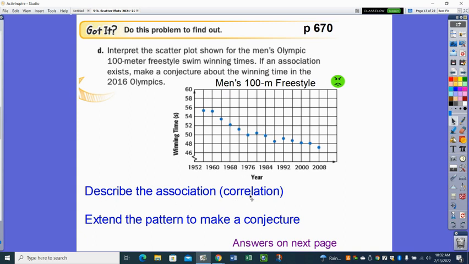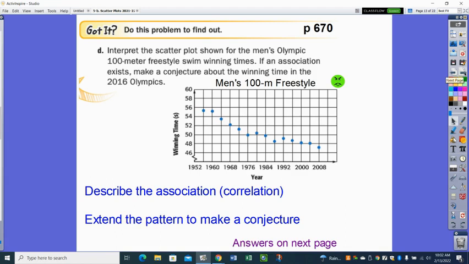So once you've done that, describing and interpreting the scatter plot, you're then going to put in your trend line. You're going to extend the line to make a prediction of what you think the time was in the 2016 Olympics. The video is going to stop. I'm going to let you do that, and we'll come back and check out how you did.